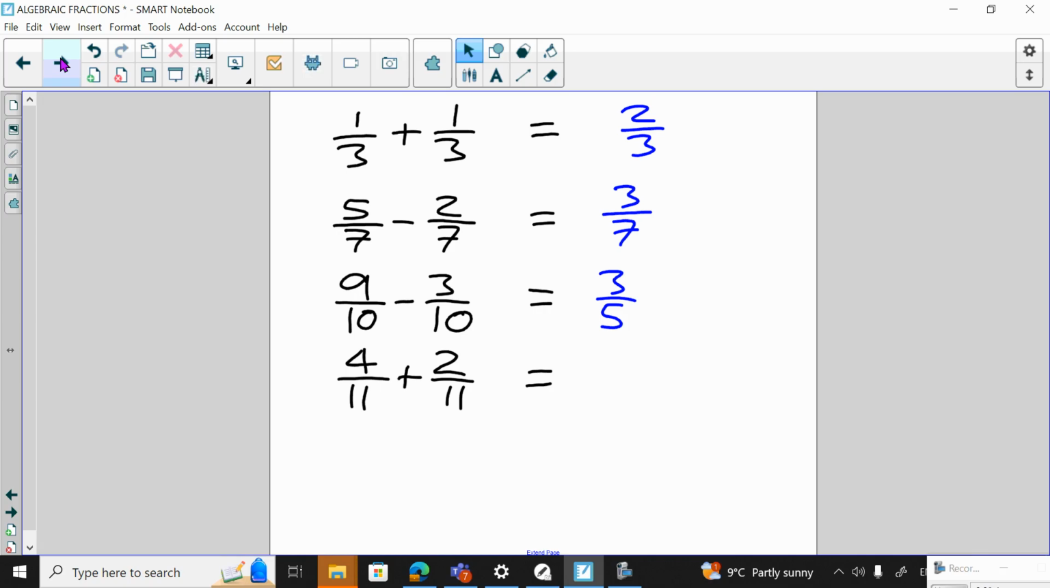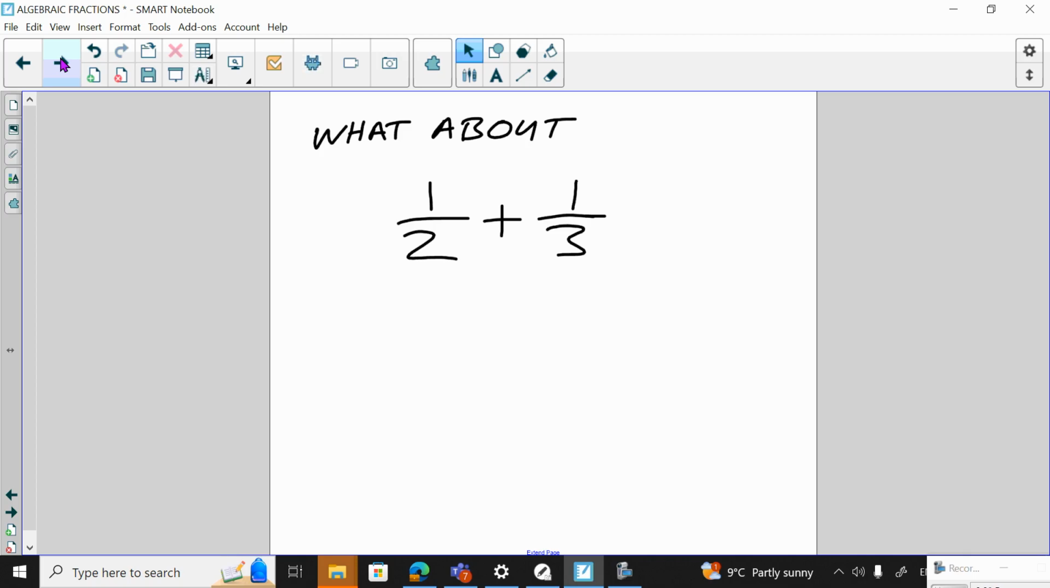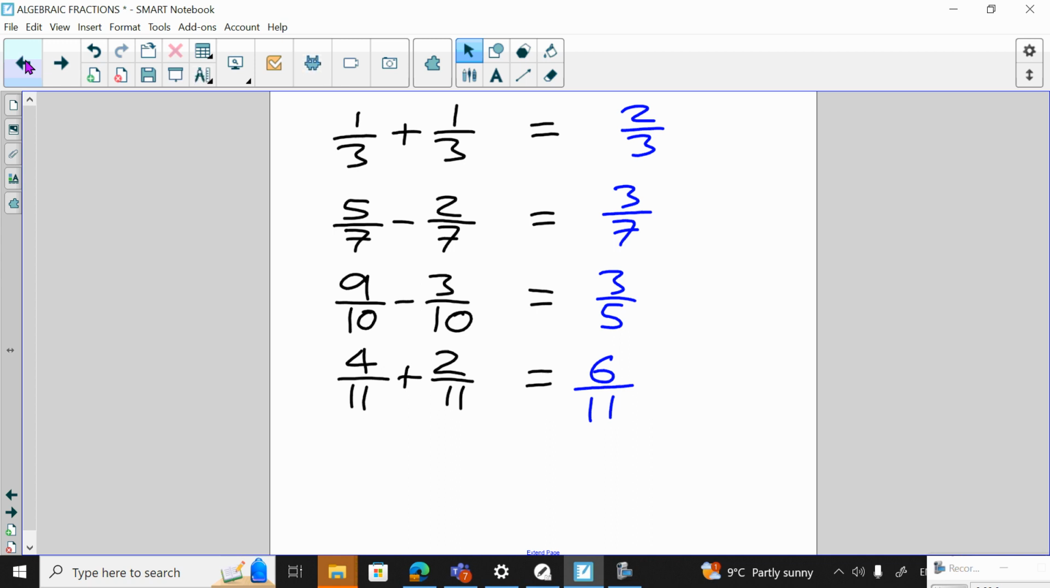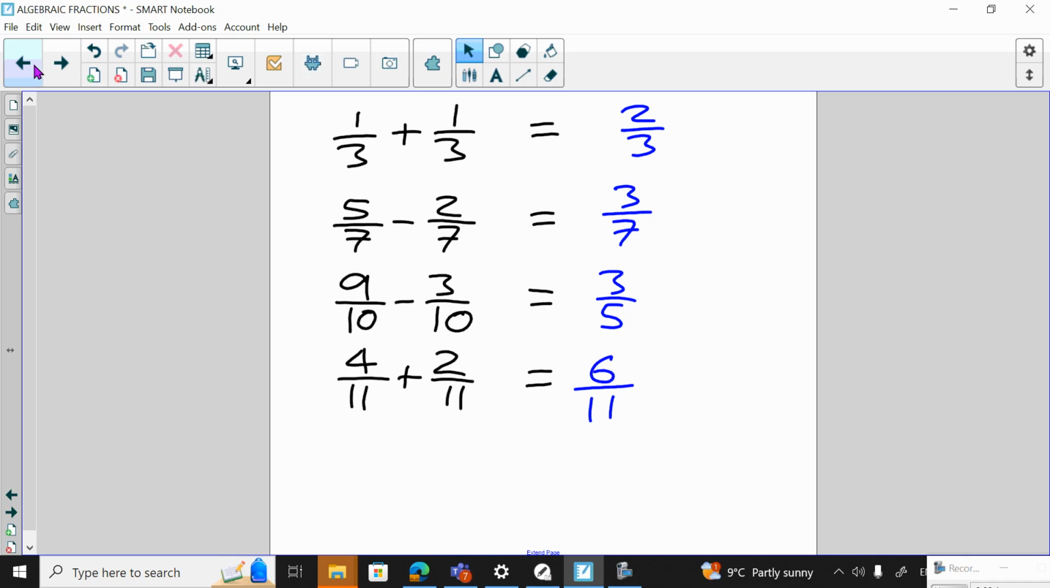And the last one, fine. What did they all have in common? Those 4. The bottom numbers were all the same. Some people call them the denominators. I'll just call them the bottom numbers.